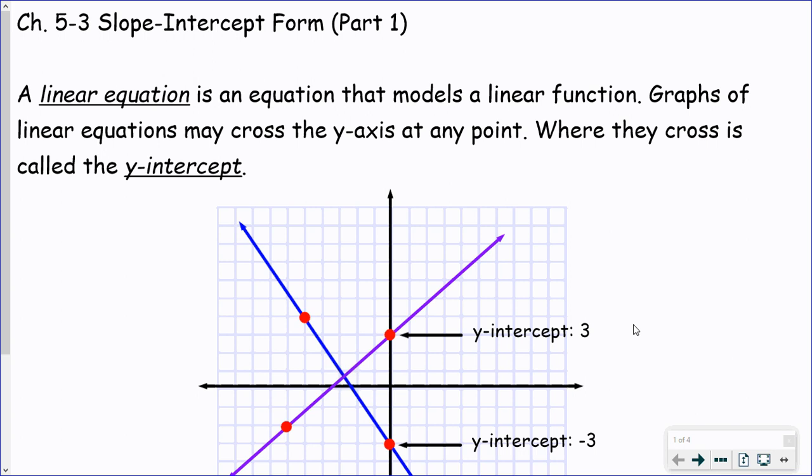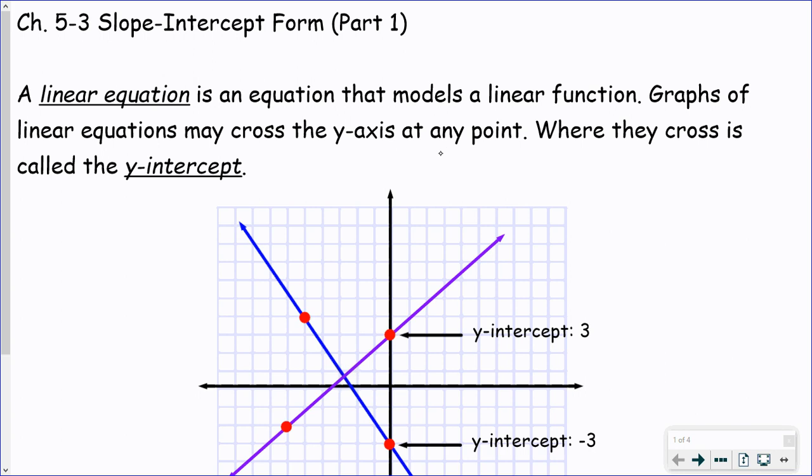This lesson is on the slope-intercept form of linear equations. I previously taught my students about the direct variation form of linear equations, and that's a good place to start. So if you haven't learned about direct variations, I'll put a link in the upper right-hand corner and you can go watch that. All right, so first of all, a linear equation is an equation that models a linear function.